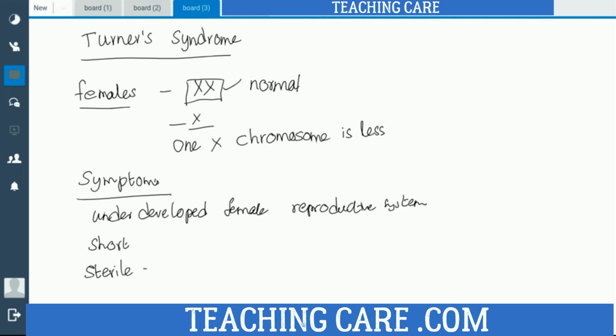It shows some symptoms, like an underdeveloped female reproductive system. The female reproductive system is not well developed. And next, they are short in height. And they are sterile.